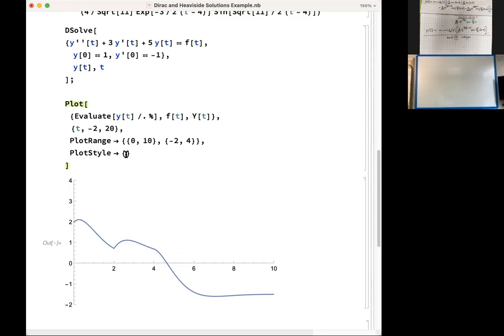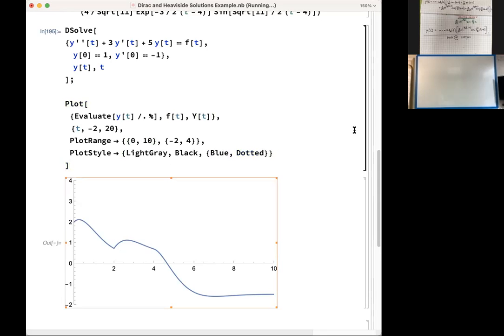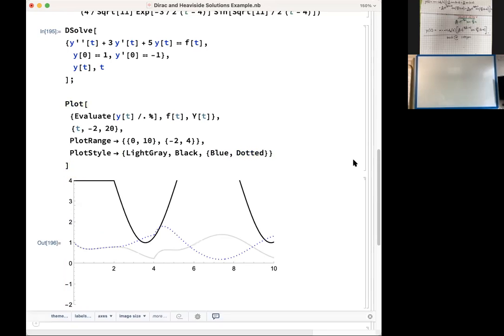And it's not enough to say light gray, black, blue. Let's make the blue, we showed you this trick last time, let's make the blue dotted. Who knows what's going to happen? Notice Mathematica is thinking hard, and that's because I asked it for an exact solution. This was a messy problem. Whoa. Okay, so we do not have a solution, but we might be able to hunt down the errors.